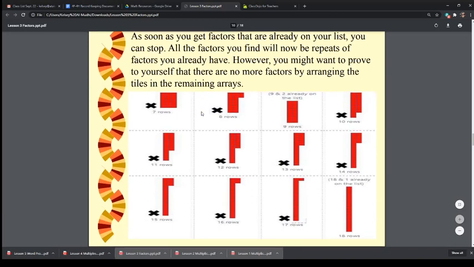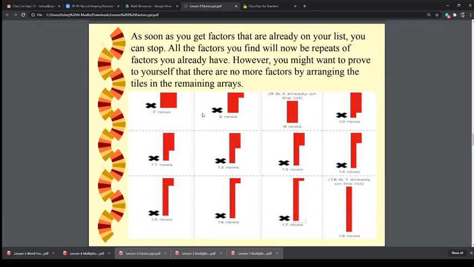As soon as you get factors that are already on your list, you can stop. All the factors you will find now will be repeats of the factors you already have. However, you might want to prove to yourself that there are no more factors by arranging the tiles in the remaining arrays. So again, you see here 7, 8, 10, 14, 13, 12, 11, 15, 16, and 17 are all not factors, but 9, which we already knew, is a factor.